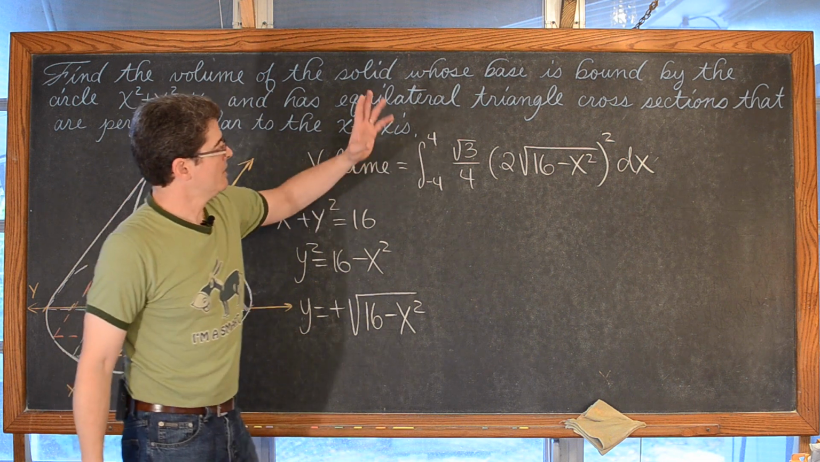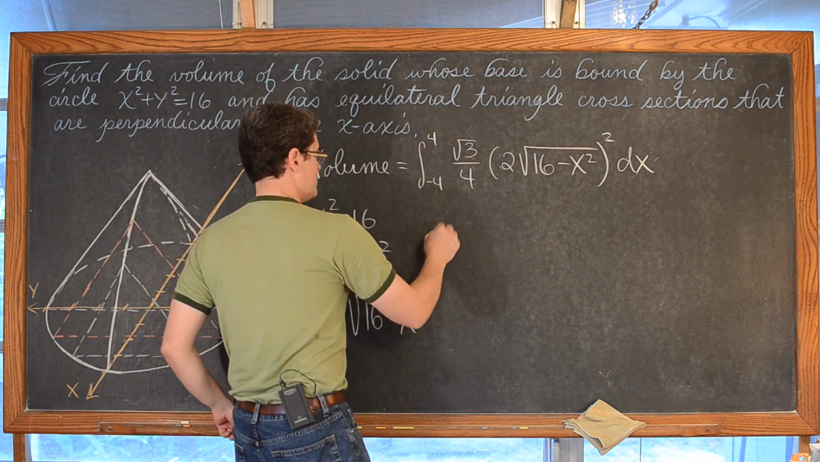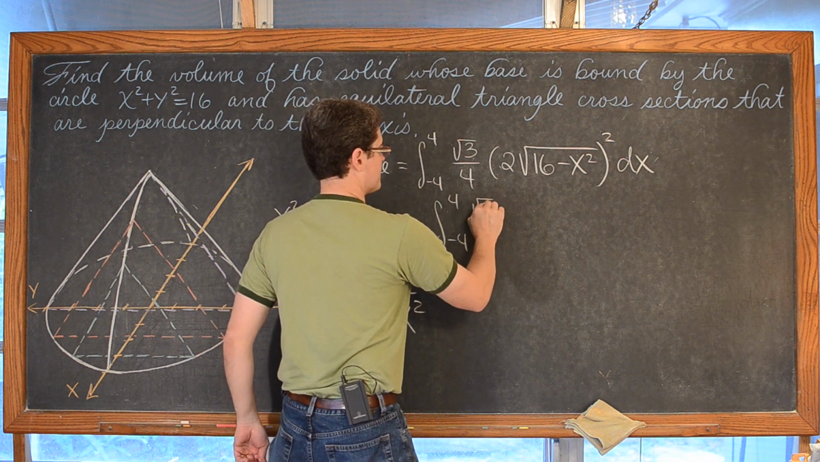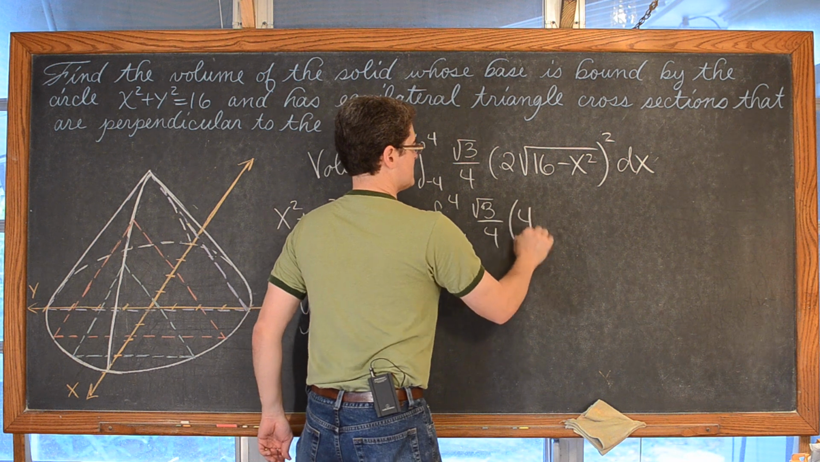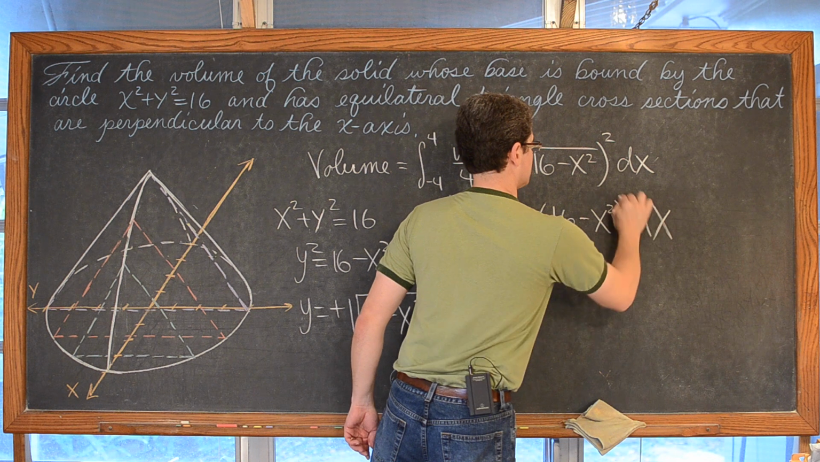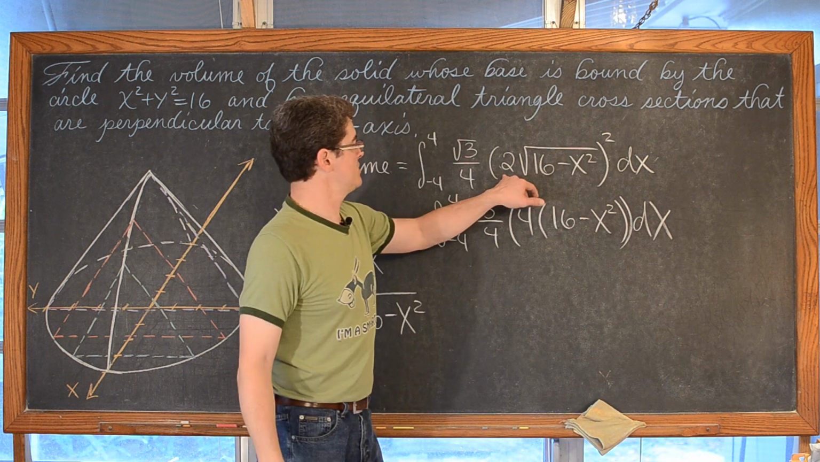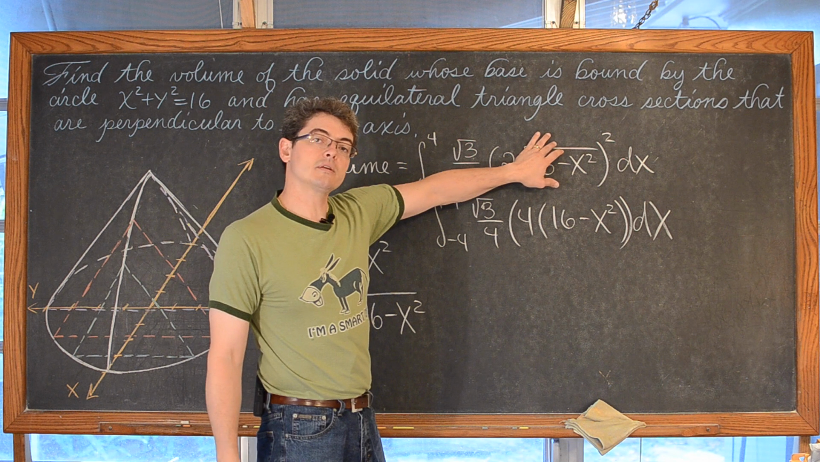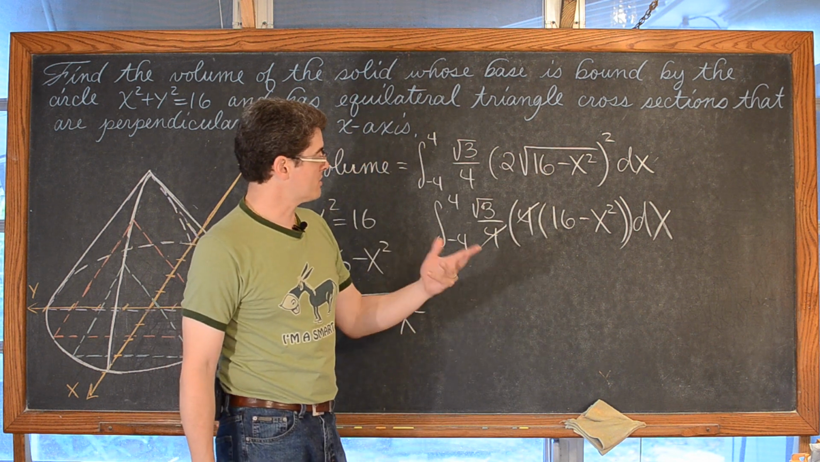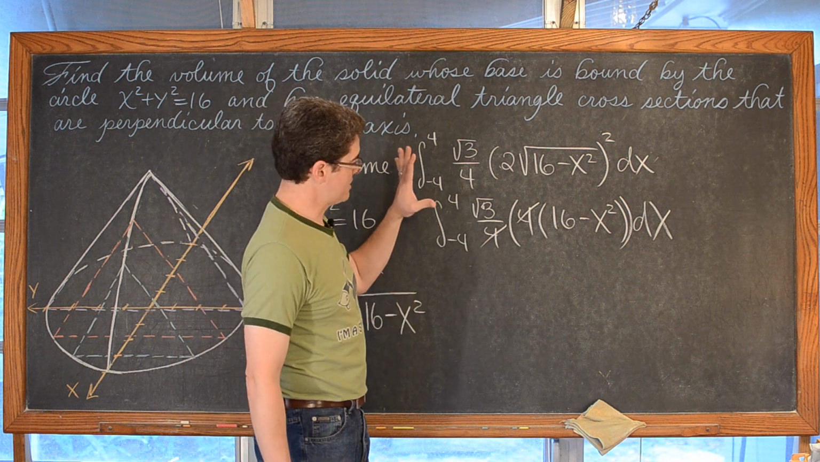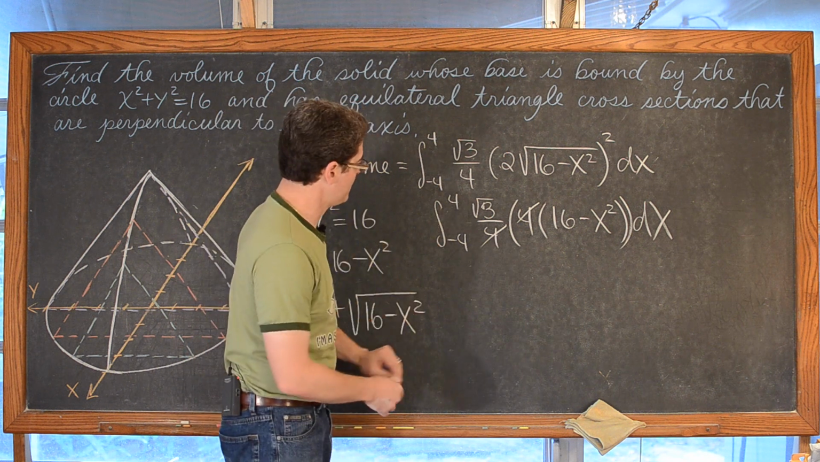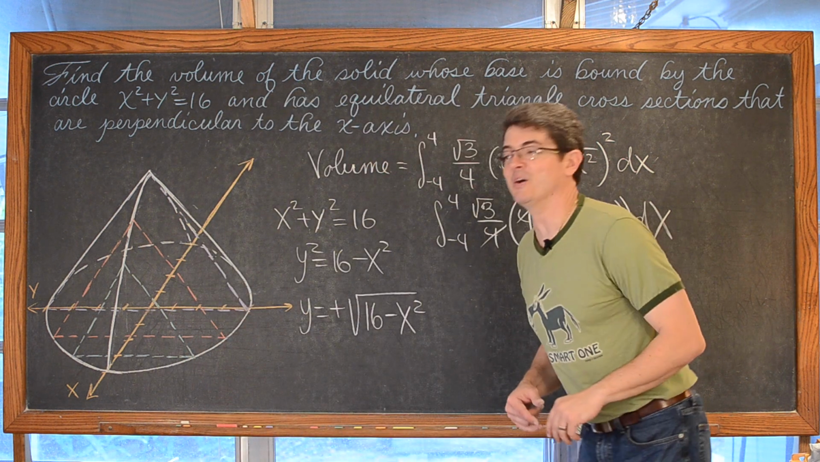dx. Now, taking care of this, we have the definite integral from negative 4 to 4 of square root of 3 over 4 times 4 times 16 minus x squared dx. Let's close that parentheses because 2 squared is 4. The squaring cancels out the square root symbol, and the multiplication by 4 and the division by 4 cancel each other out. So I'm going to clean this up a little more and give myself some room to finish up our problem and this video.